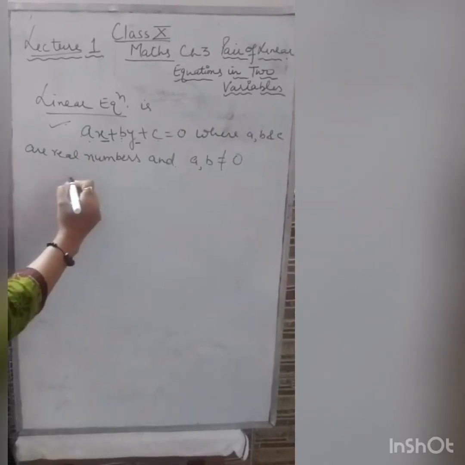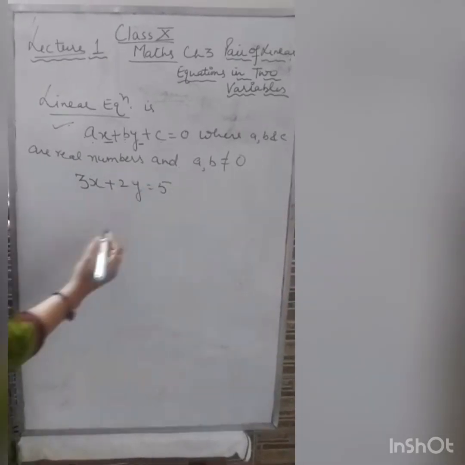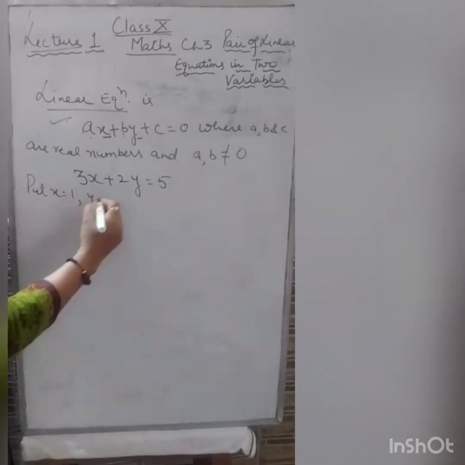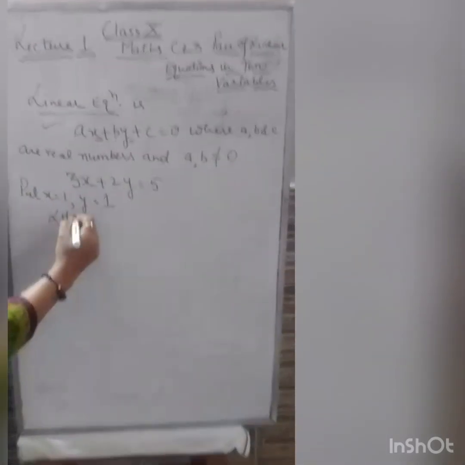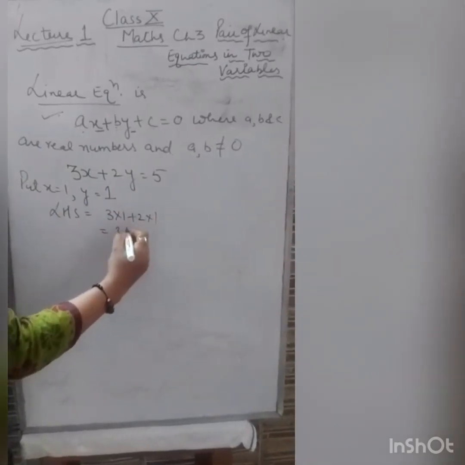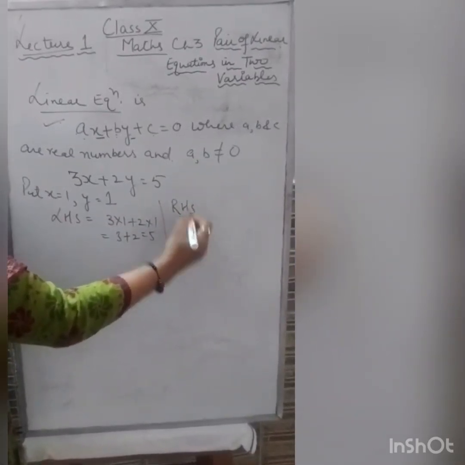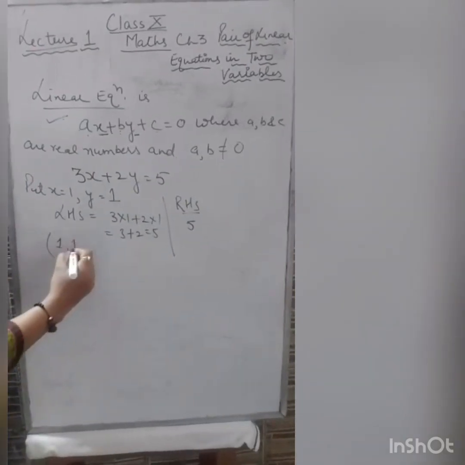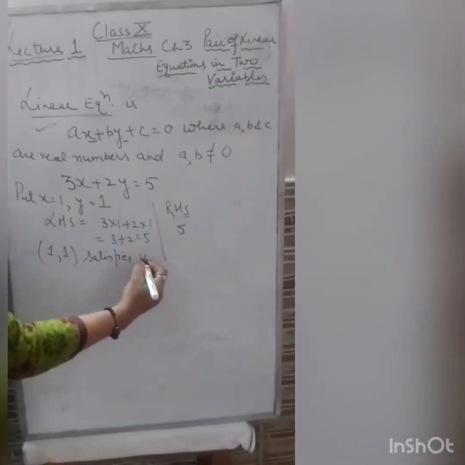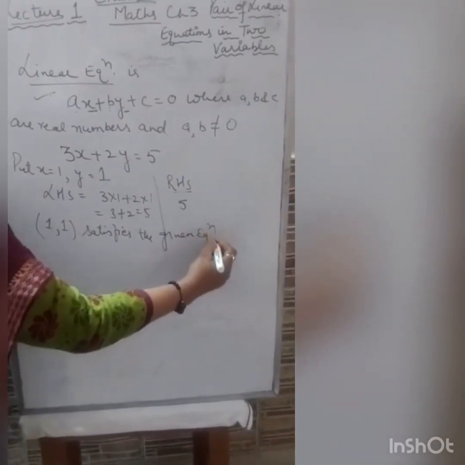Now you consider any equation. For example, I am taking 3x plus 2y is equal to 5. Now when you will put x is equal to 1 and y is equal to 1, left hand side will be your 3 into 1 plus 2 into 1 means 3 plus 2 is equal to 5, and right hand side is also 5. So means the point 1 comma 1 satisfies the given equation.